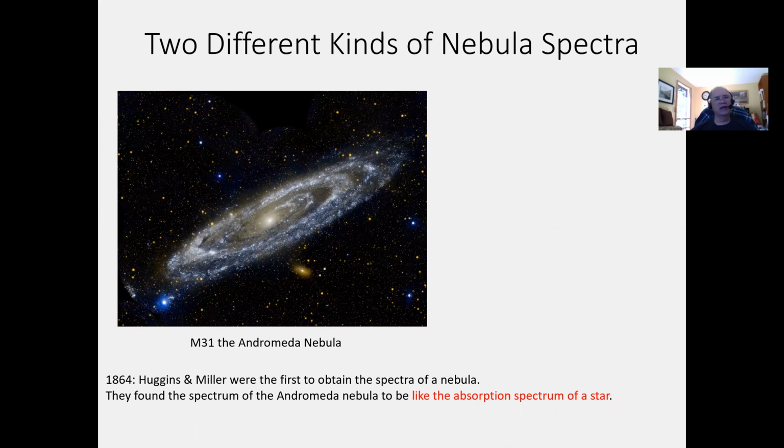This was not a glowing gas. This was a white light. Yes, they all look white, grayish, but this was mostly all the colors coming at you at once, with many, many of these dark lines, just like the sun, just like the stars. Could this possibly be just an enormous aggregate of stars?